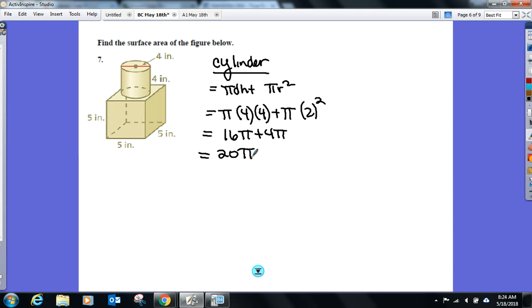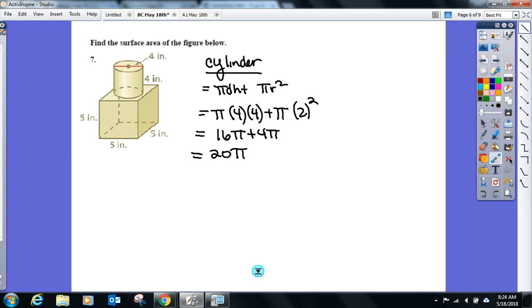We okay? Guys, tell me now, because the cube's going to be a little bit different. Everyone all right with why I'm disregarding one of the bases? It's being covered up. It's not part of the surface area. All right, you ready for the cube?